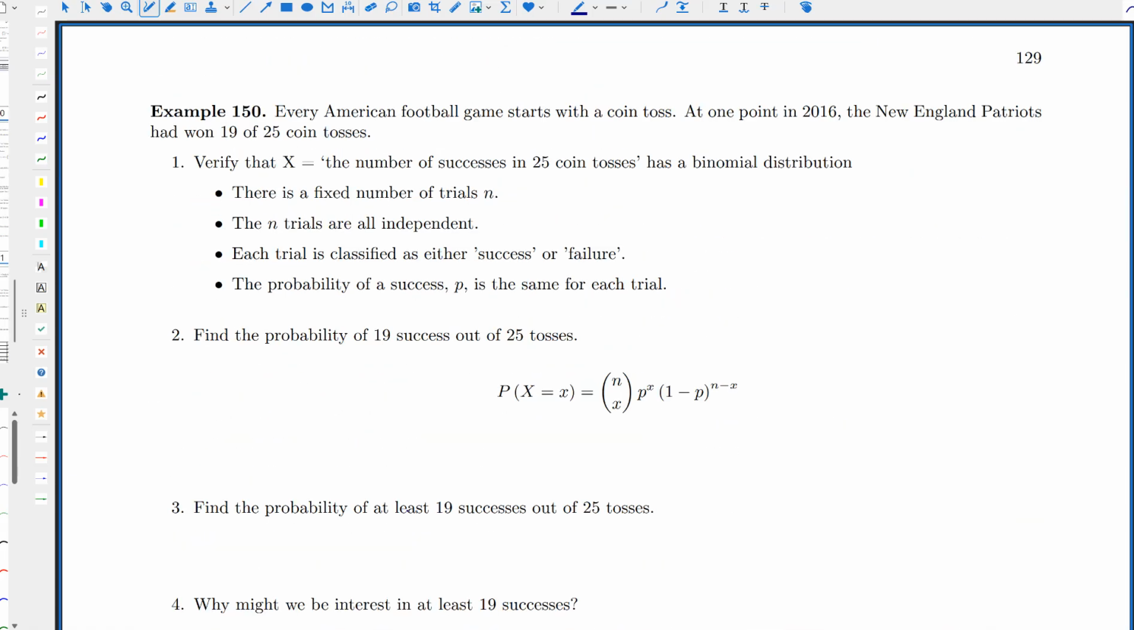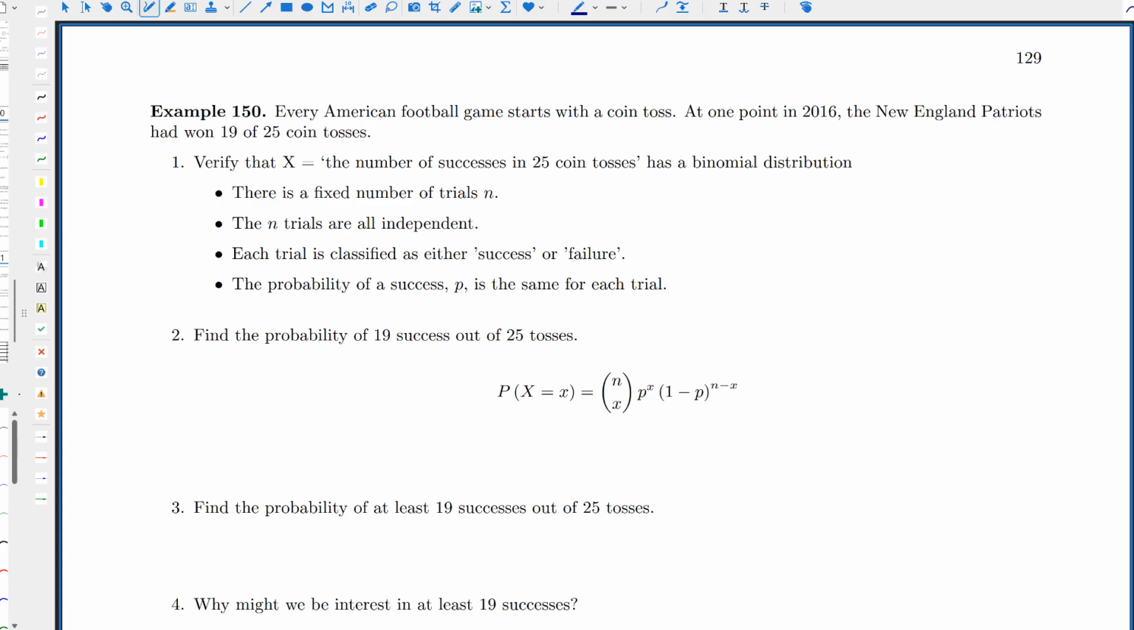So for our first example, every American football game starts with a coin toss. At one point in 2016, the New England Patriots had won 19 out of 25 coin tosses. Someone thought this was pretty suspicious. Let's see if it was suspicious. So first, let's verify that X, which is the number of successes in 25 coin tosses, has a binomial distribution.